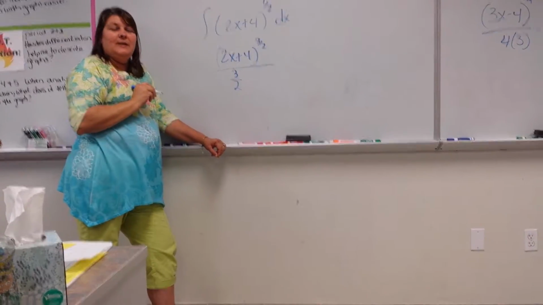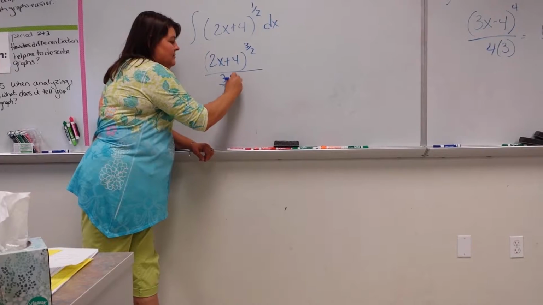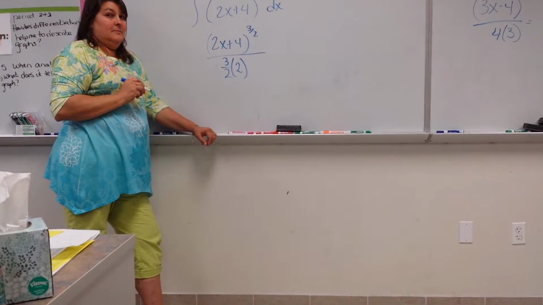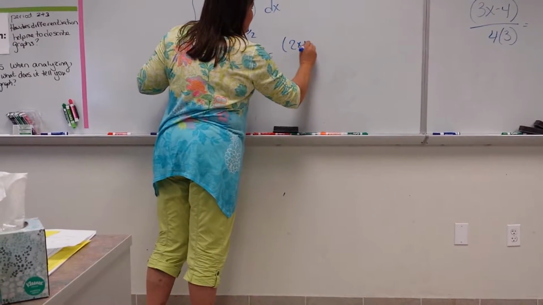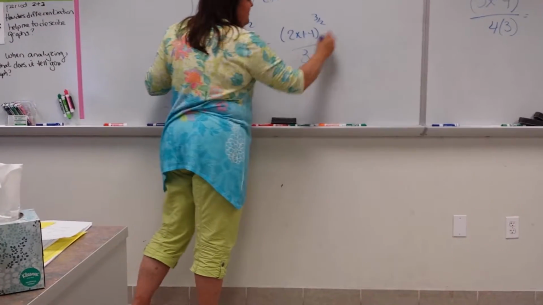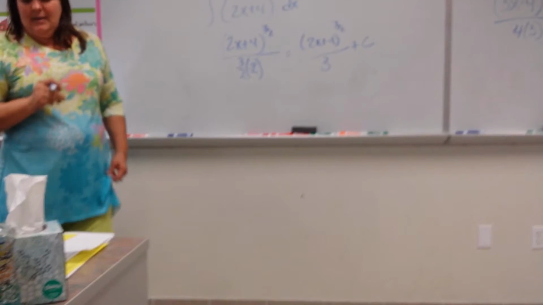We'll play with that in a minute. And then what's the 2? It cancels out with the 2, so now it's just 2x plus 4 to the 3 halves over 3 plus C. Oh, that's very cool. So we have 2x plus 4 to the 3 halves, the 2's cancel, over 3 plus C. Feeling good? Yes.